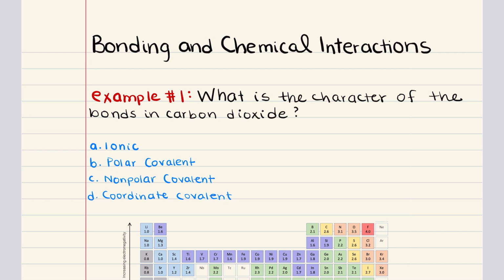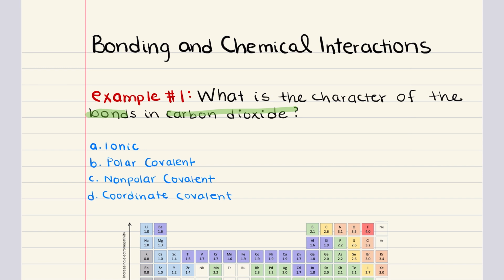Today, we're going to be tackling a practice problem set that relates to our lecture on bonding and chemical interactions. Let's go ahead and get started with problem number 1. Problem number 1 says, what is the character of the bonds in carbon dioxide? Are they ionic, polar covalent, nonpolar covalent, or coordinate covalent?